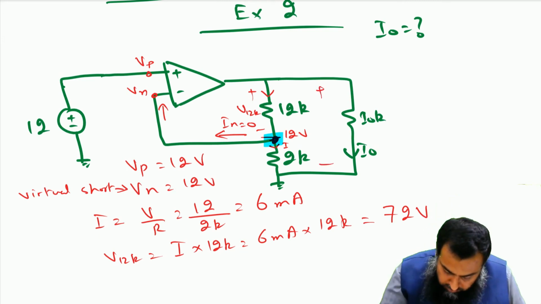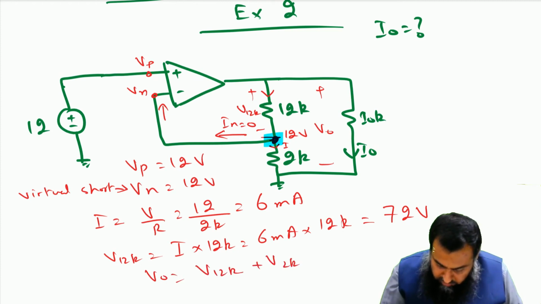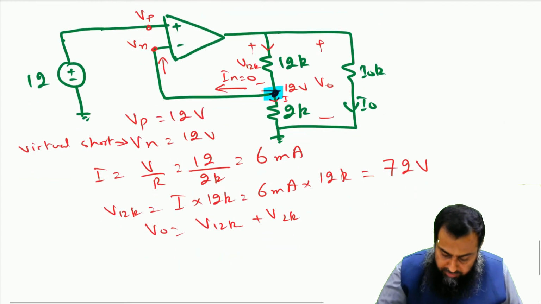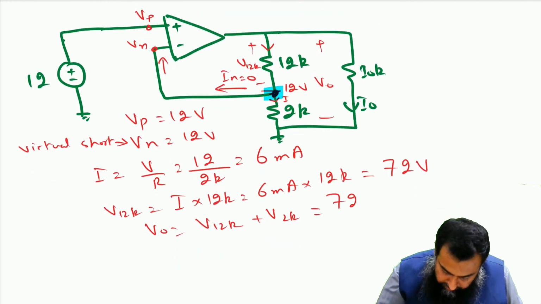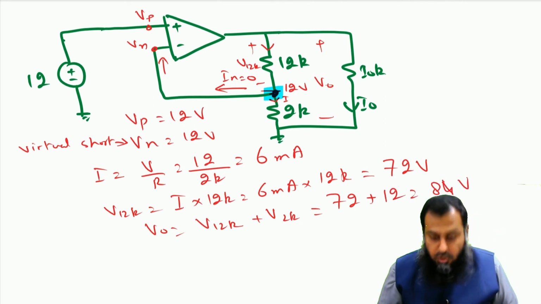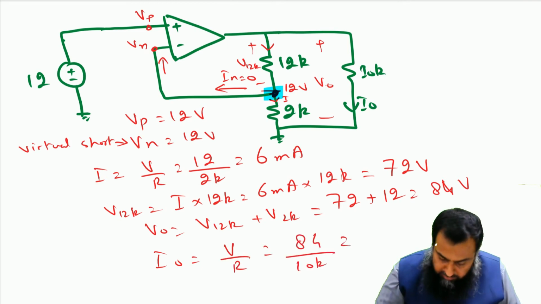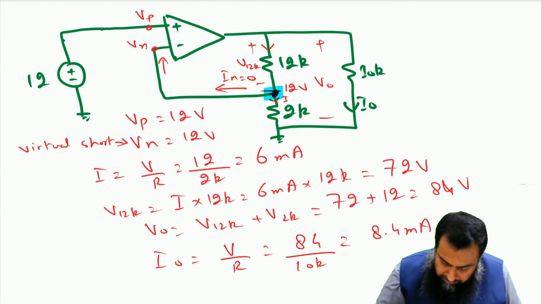So the total voltage V naught here is the sum of the voltage across the 12 kilo ohm resistance and the voltage across this 2 kilo ohm resistance, and that is equal to 72 plus 12, that is equal to 84 volt. So the 84 volt is available at this output. So we have I naught equal to V over R, and that is 84 divided by this 10K, and this gives you 8.4 milliampere current.